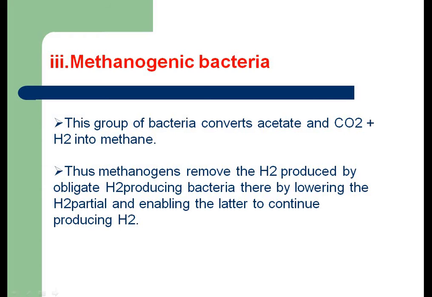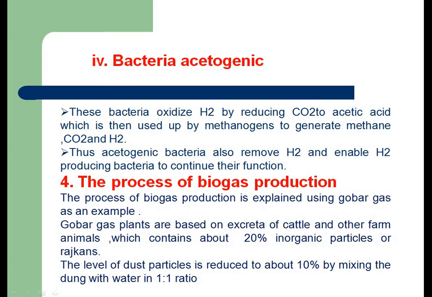This converts acetate and CO2 and hydrogen into methane. Thus, methanogens remove the hydrogen produced by obligative hydrogen producing bacteria, thereby lowering the hydrogen partial pressure and enabling the latter to continue producing hydrogen. The last is the acetogenic bacteria. These bacteria oxidize hydrogen by reducing CO2 to acetic acid, which is then used up by methanogens to regenerate methane, carbon dioxide and hydrogen. Thus, acetogenic bacteria also remove hydrogen, and this enables hydrogen producing bacteria to continue their function.